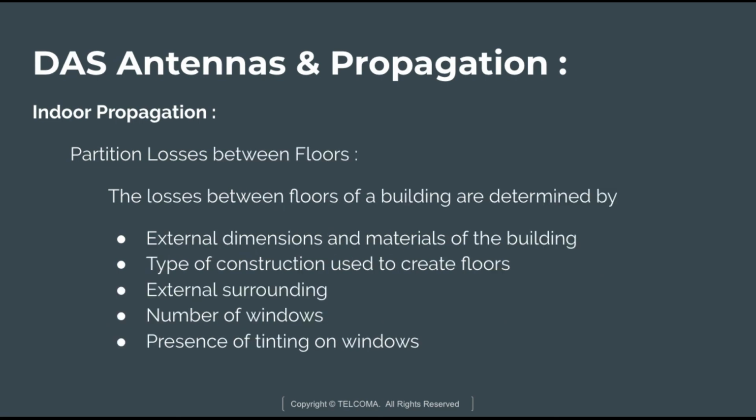Next are the partition losses between floors. The losses between floors of a building are determined by the external dimensions and material of the building, the type of construction used to create the floor, the external surroundings, the number of windows and the presence of tinting on the windows. These are the types of indoor propagation partition losses.